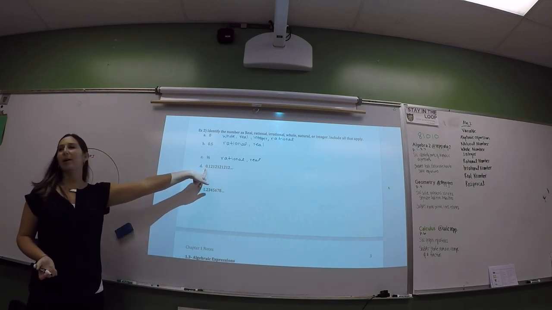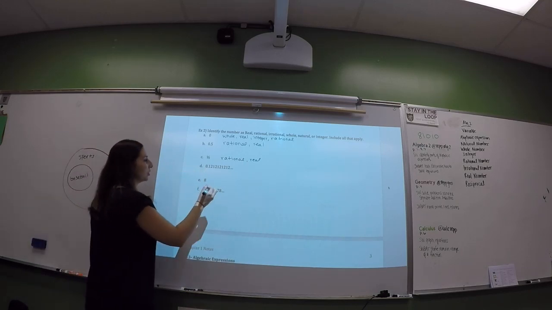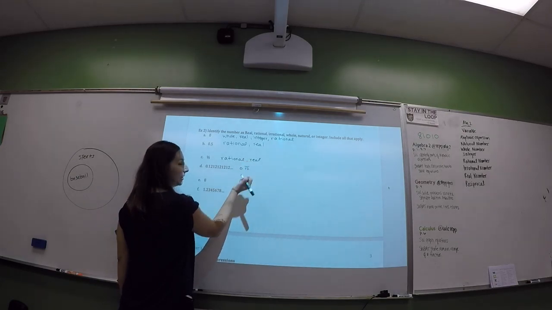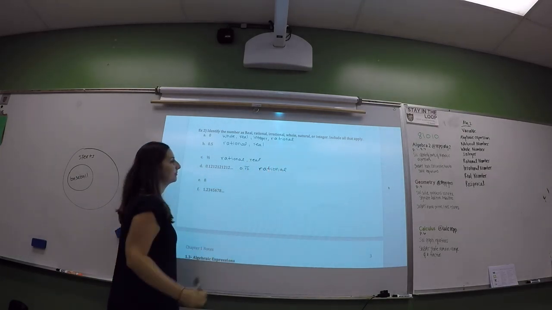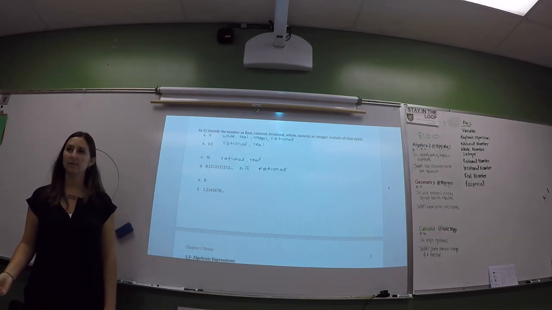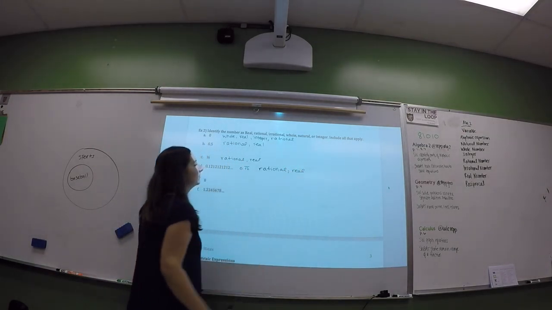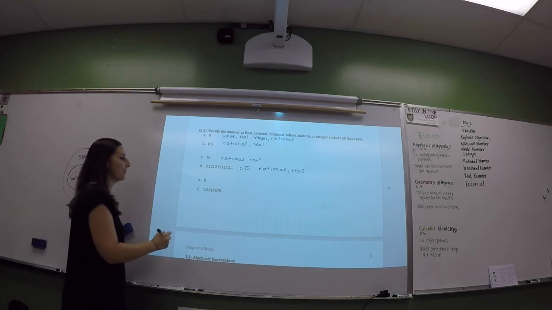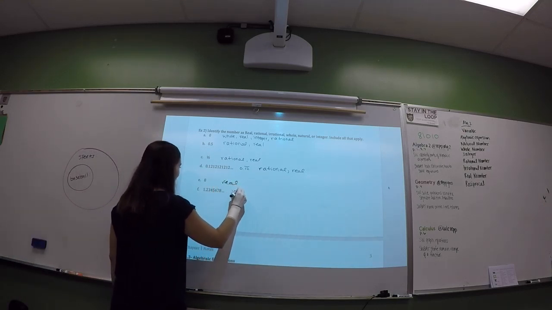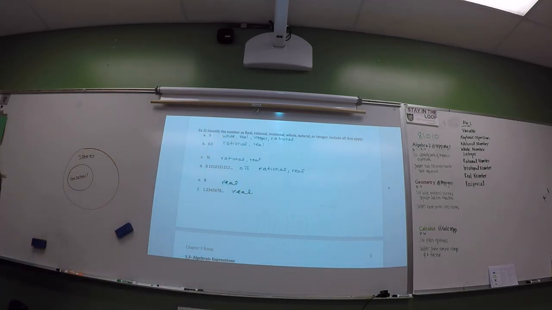All right, let's look at this number. 0.121212. It's rational. It's essentially 0.12 repeating, right? So that's going to be rational. Any repeating number. And it's also real. Would every number be real? Yes, every number is going to be real. So let's just go on. All these are real, because we're not going to talk about imaginary numbers until chapter 4.